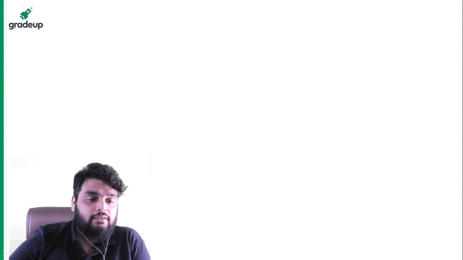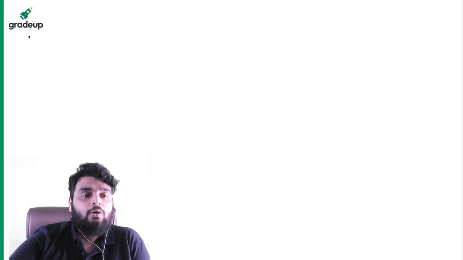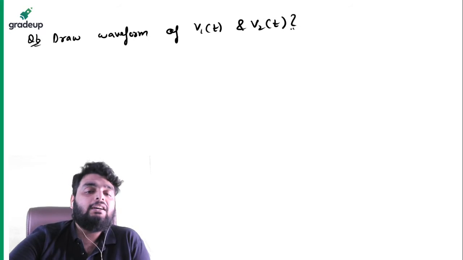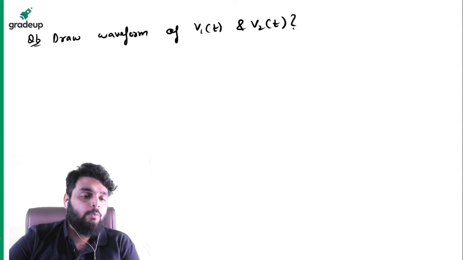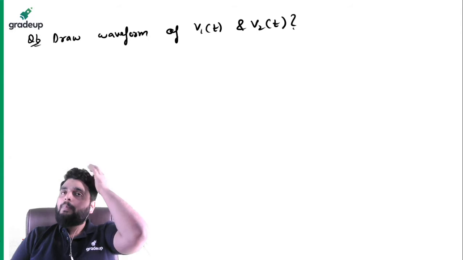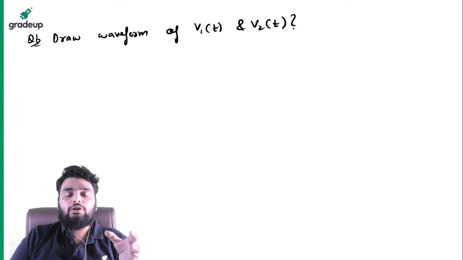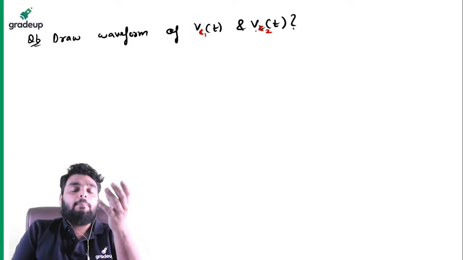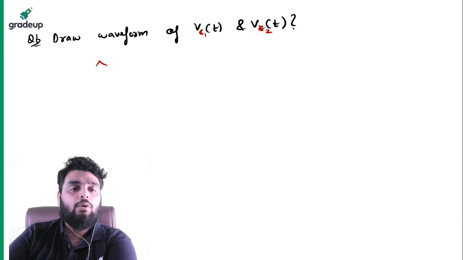Second part B. Draw waveform of V1(t) and V2(t), where V1 and V2 are the voltage across the capacitor C1 and C2. तो अब मुझे इन दोनों के across की waveform बनानी है, voltage waveform. Now think about it. Before the switching, this is VC1, VC2.